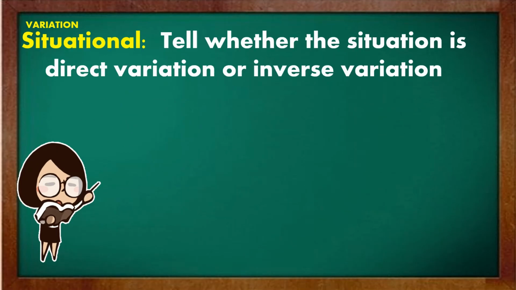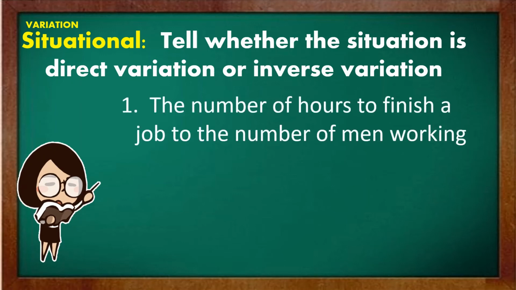Okay, situational. Tell whether the situation is direct variation or inverse variation. Number 1, the number of hours to finish a job to the number of men working. So what kind of variation is this, direct or inverse?